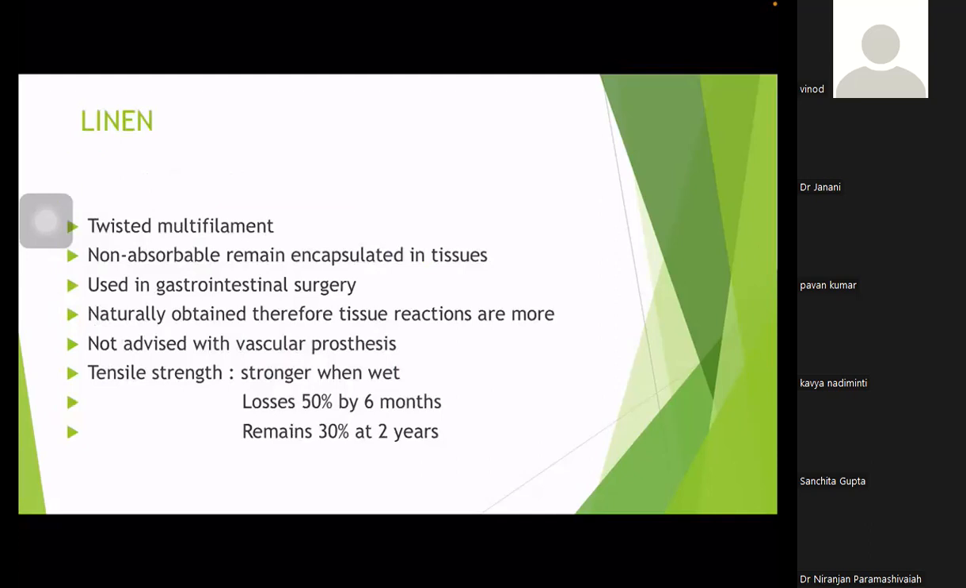Linen. Linen is a multifilament material which is non-absorbable, and remains encapsulated in tissues due to inflammatory reaction. Fibroblasts activate and it gets encapsulated in the tissue itself. Nowadays linen materials are not commonly used. Tensile strength increases when wet, and it loses 50% by 6 months and remains 30% at 2 years.